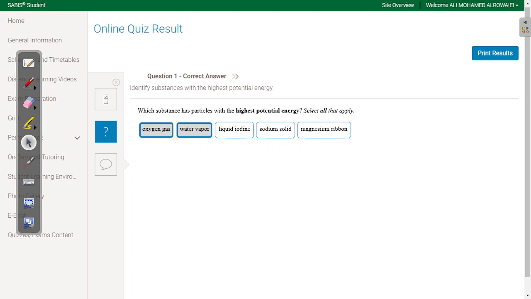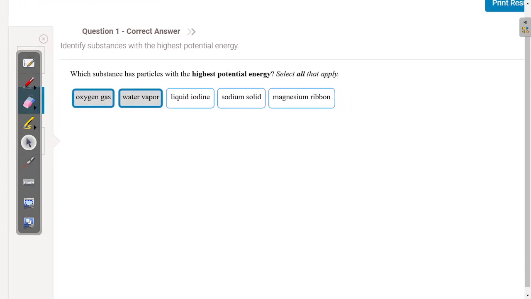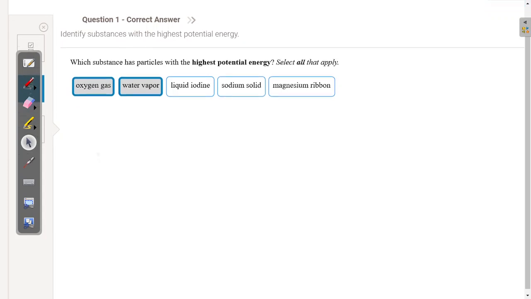Okay, let's start. This is 6.1 now. Which substance has particles with the highest potential energy? Select all that apply.